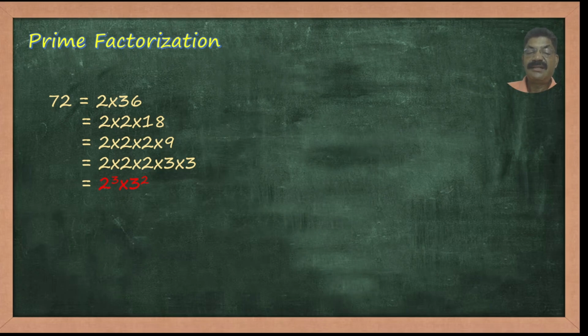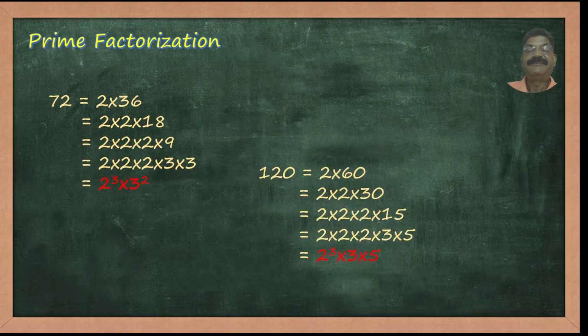Remember, you can write 3 square into 2 cube. But it is convention to write the prime factors in ascending order. So, 2 first, 3 second.